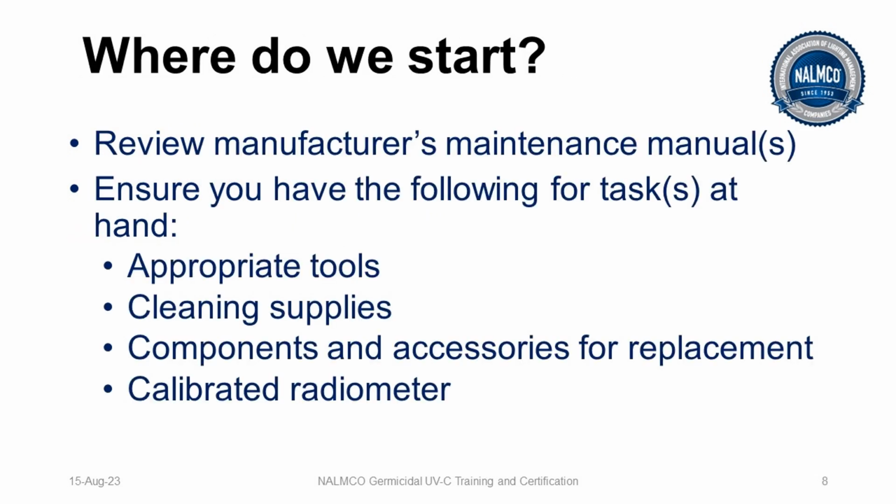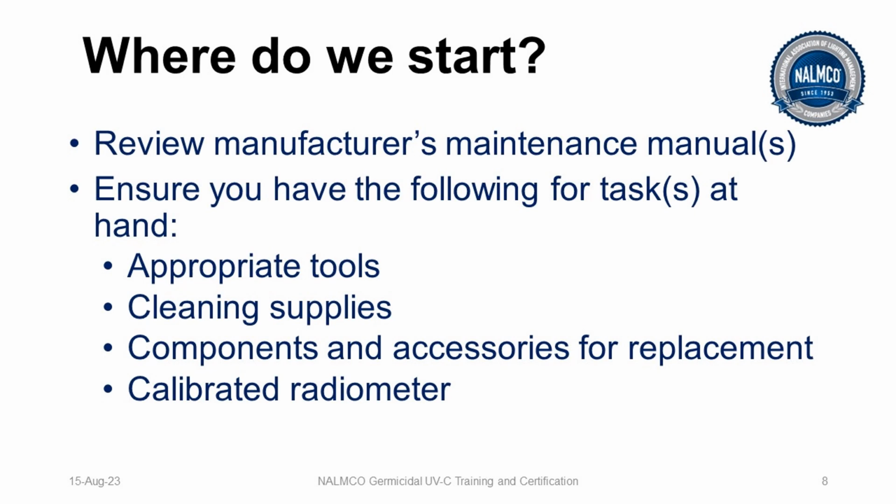So where do we start? First, we need to review the manufacturer's maintenance manual or manuals. Ensure that you have the following for tasks at hand: appropriate tools, cleaning supplies as recommended by the manufacturer, components and/or accessories that are needed for replacement, and a calibrated radiometer, and that's calibrated for the wavelength of the units for testing.